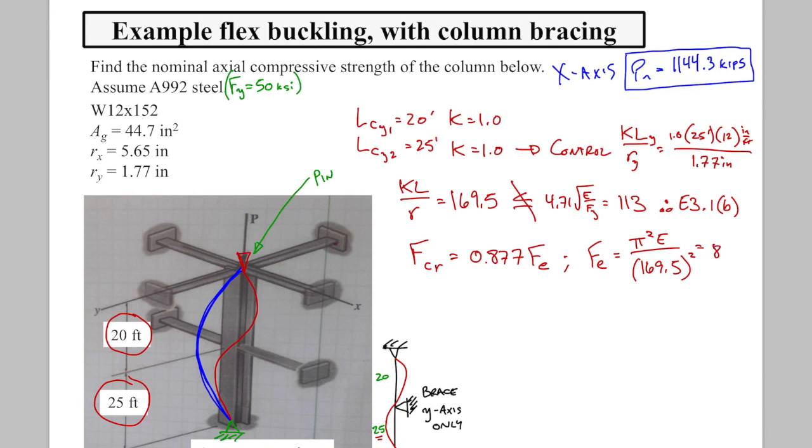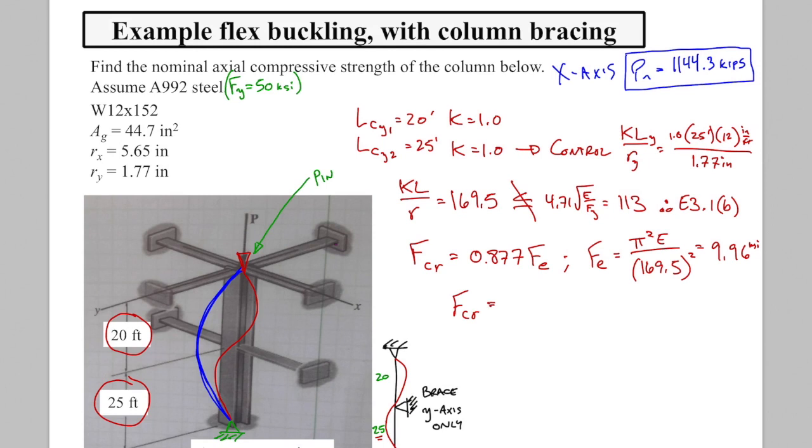But now look what we get. 8.7 KSI. Whoa, vastly different. Oh, I'm sorry, that incorporates the 0.877. Hold on, 8.7 divided by. This should be 9.9. Let's just double check. You can hear my calculator. Yep, 9.96 KSI.